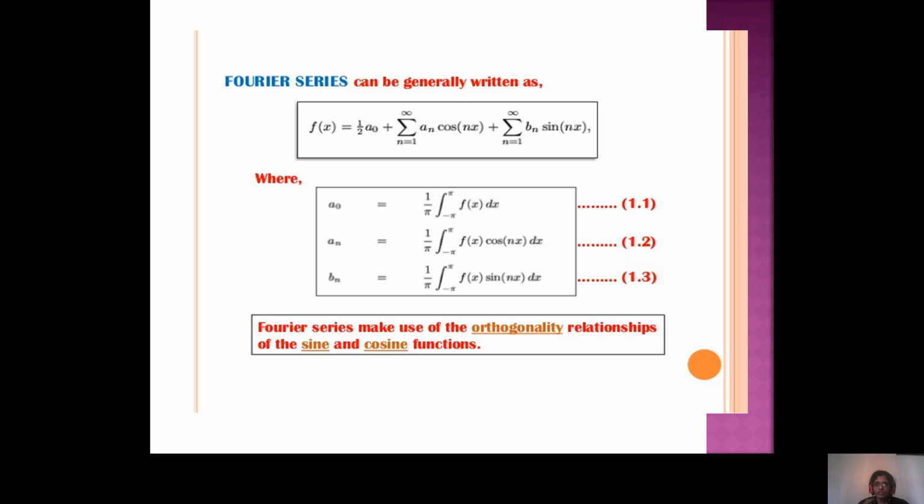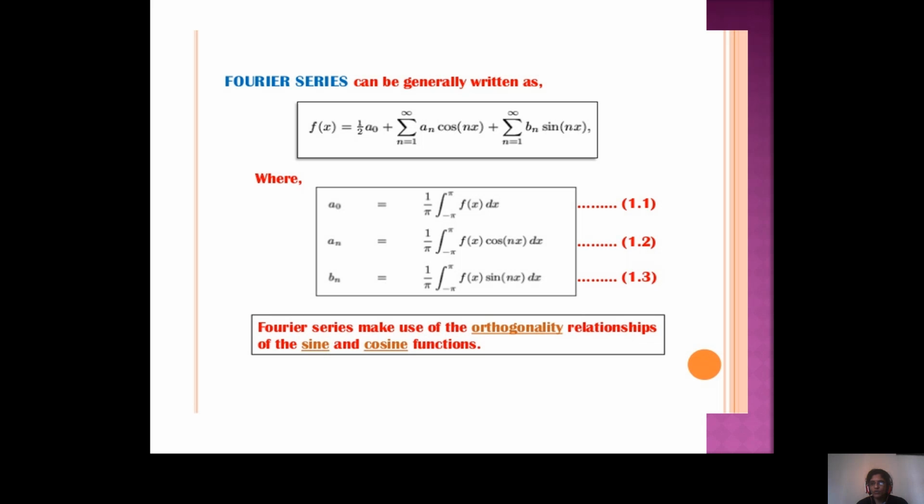How do you find these coefficients? The formula for the coefficients is, where a0 is equal to 1 by pi times the integral from minus pi to pi of f(x) dx.